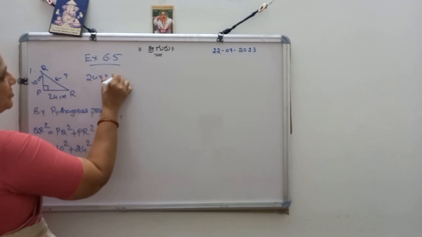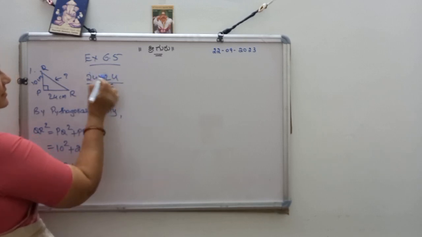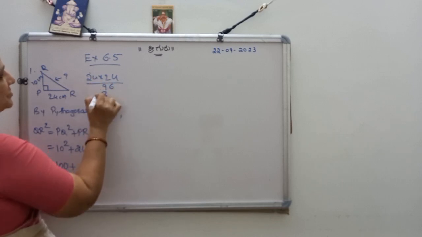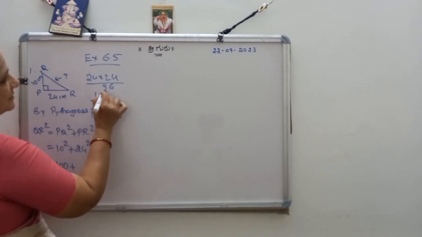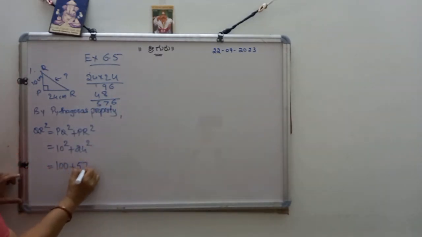24 into 24. How do you multiply them? 4 4s are 16, carry 1. 4 2s are 8 plus 1, 9. 2 4s are 8, 2 2s are 4. 6, 9 plus 8, 17, carry 1. 4 plus 1, 5. So it is 576. So 100 plus 576 is equal to 676.